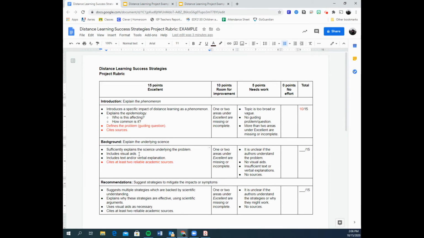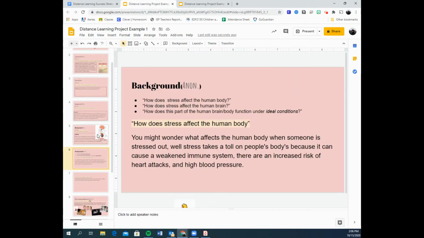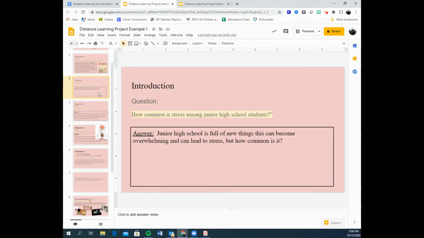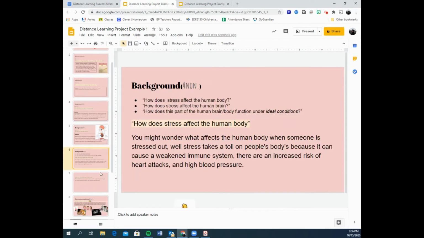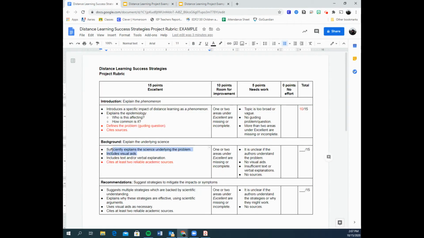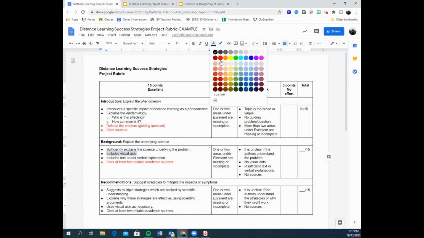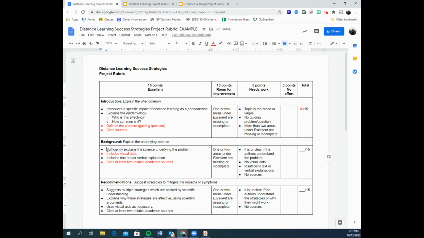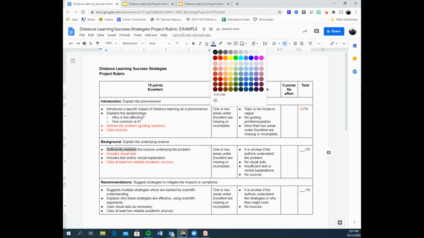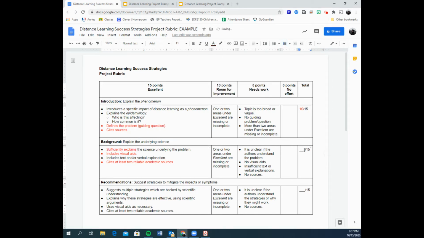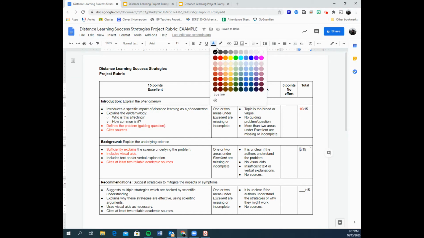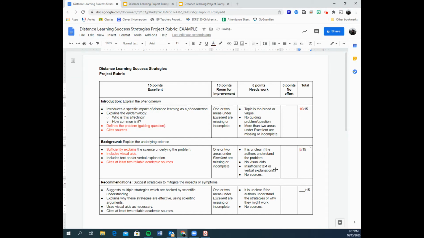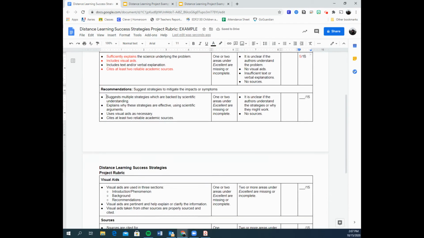So for this background section, we have one visual aid that doesn't really add anything. So I would take off points for visual aids, and I would take off points for sufficiently explains. So for the background, I would probably even give this a 5 out of 15. Okay. Still not quite all the way there with understanding it. Maybe there's a little more research to do.